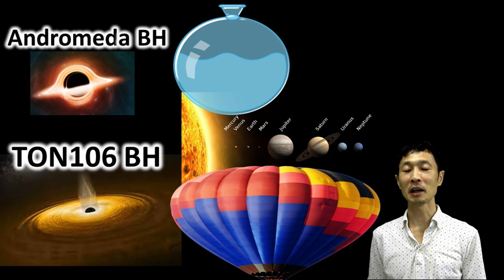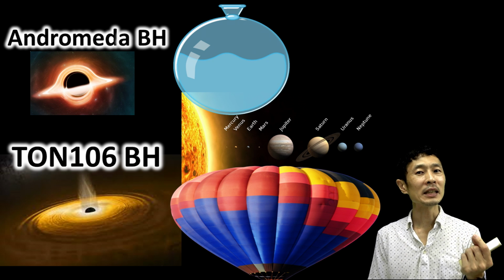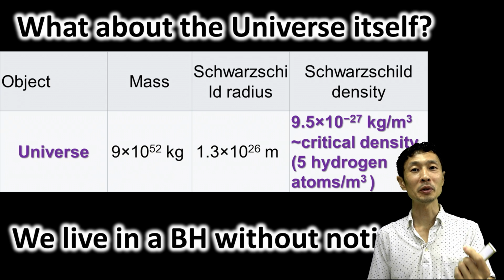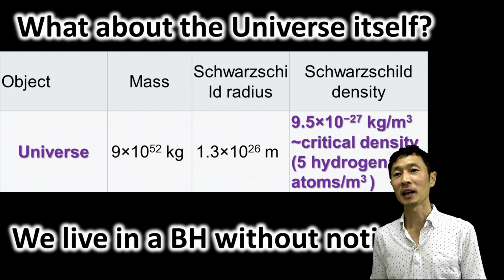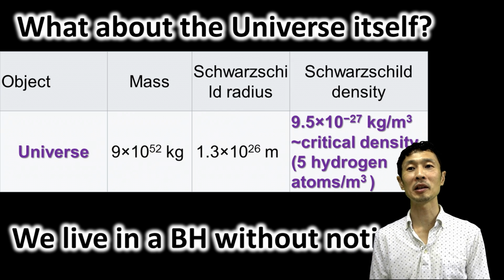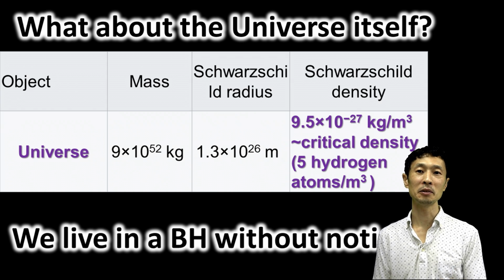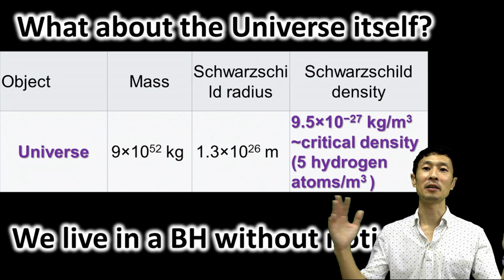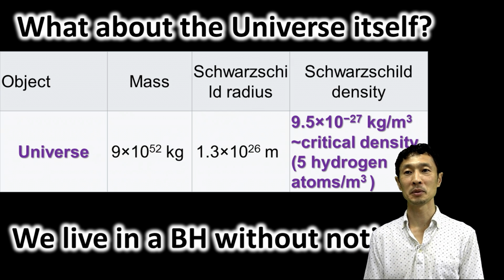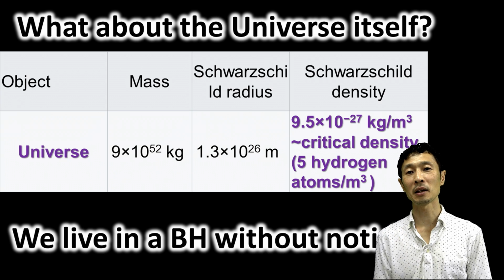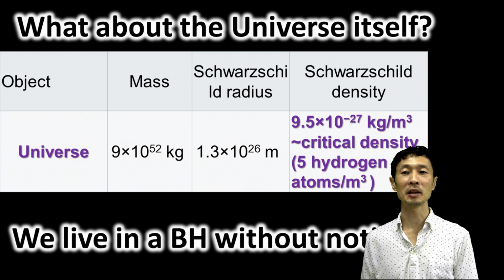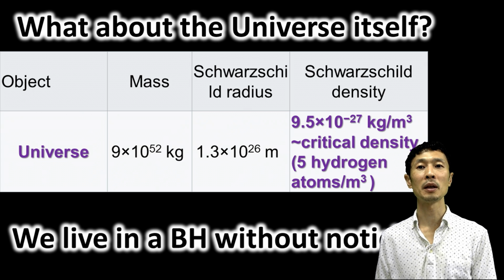So now we know how to calculate the density of a black hole. What if our whole universe was a black hole? What is the density of the whole universe if it's a black hole? Let's try. Our whole observable universe, we know that its mass is about 10 to the 52 kilograms. This includes dark matter, hydrogen gas, Earth and the solar system, all the stars, everything. Using this mass, assuming it's a black hole, we can calculate the Schwarzschild density, which is 9.5 times 10 to the minus 27 kilograms per cubic meter.